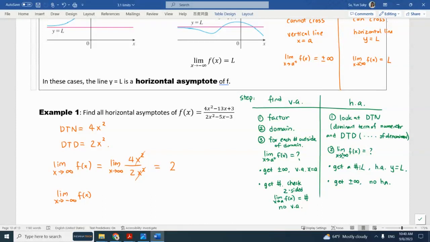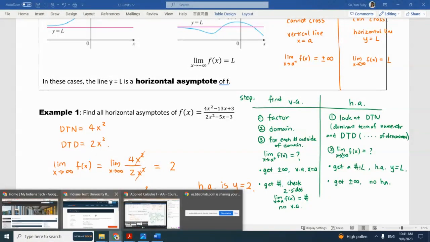And in this case, when x goes to minus infinity, do you realize it's the same thing? We also cancel the x squared and we also get 2. For this problem, no matter whether you go to infinity or minus infinity, you approach the same horizontal line. Right, everybody? So the horizontal asymptote is y equals 2. This is how you show it.